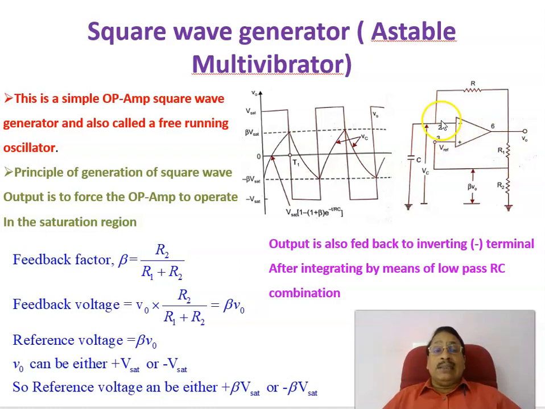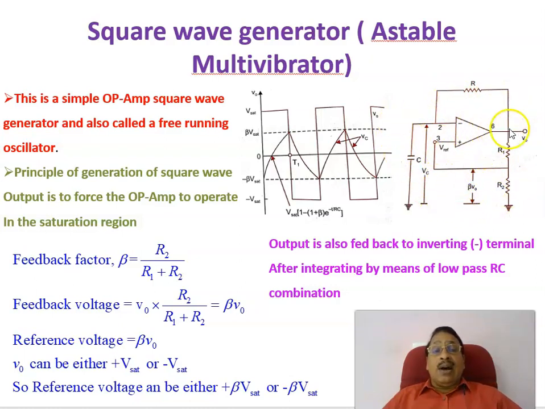Between the output and the inverting input, you connect a resistor as a feedback path, and there is a capacitor connected at the inverting terminal and grounded at the other end, so that there is charging of the capacitor. For example, if the output is plus Vsat, the capacitor will charge through this path, and once its voltage reaches beta times plus Vsat, the output will change. We can see the working in the next slides.